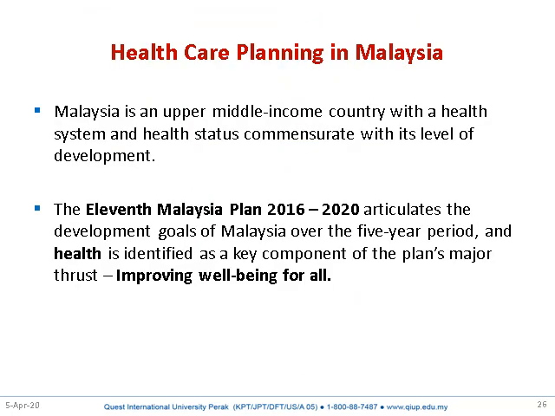Healthcare planning in Malaysia. What is healthcare planning? Malaysia is an upper middle income country with a health system and health status commensurate with its level of development. Okay, the 11th Malaysia Plan, from 2016 to 2020, articulates the development goals of Malaysia over a 5 year period, and health is a key component of the plan's major thrust areas. So what was the logo? Improving well-being for all. That's the logo for health under the 11th Malaysia Plan 2016 to 2020.